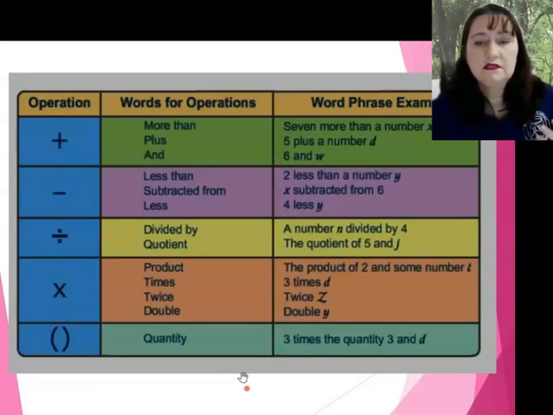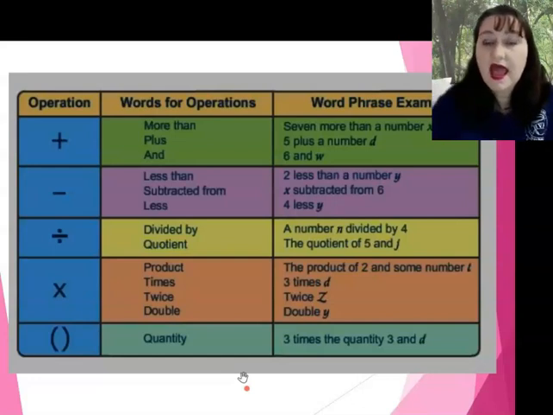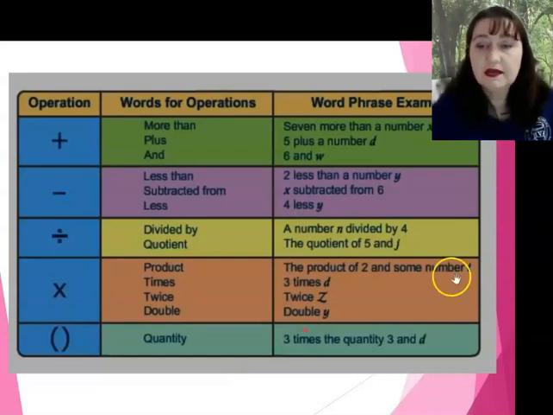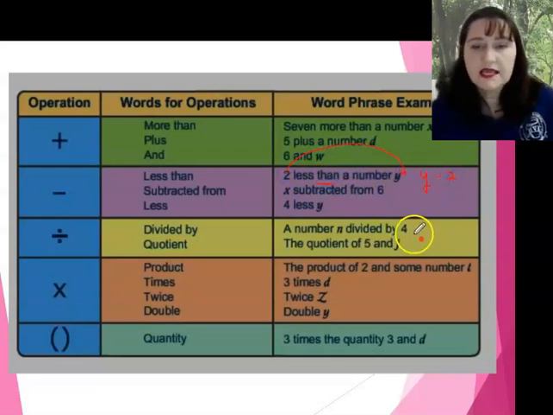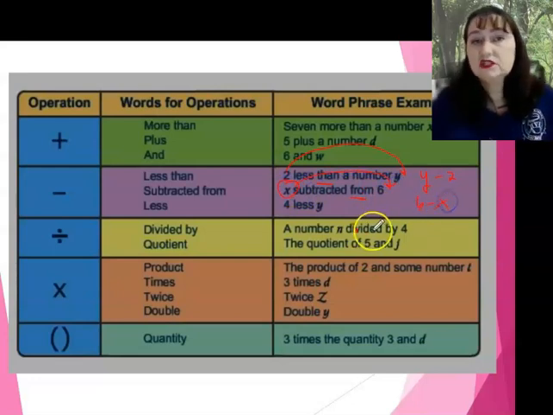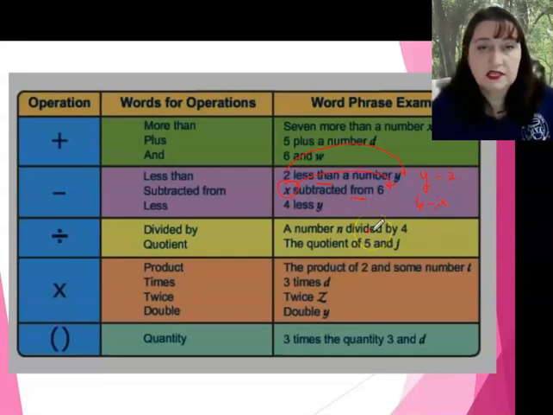Less than, as I said, 2 less than y is actually y minus 2, because again, it's a turnaround. We're going to take this and flip it down, and that is actually going to go over here. That's what this then means, okay? So it would be y minus 2. Subtract from, again, from is a turnaround word, so it's going to take this right here and put it here, so it would be 6 minus x. And then just 4 less y.